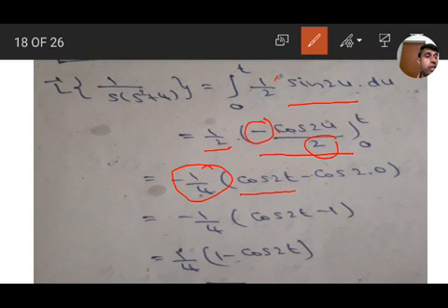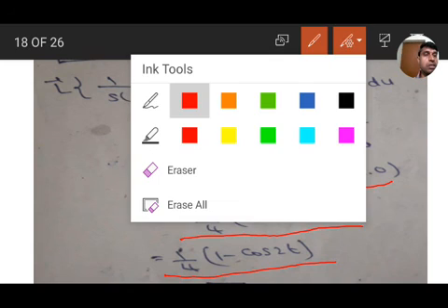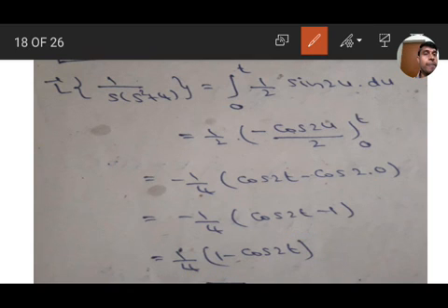Upper limit t: cos 2t minus cos 2 into 0. 2 into 0 is 0, so cos 0 value is 1, that is minus 1 by 4 into cos 2t minus 1. That is, if you multiply with minus, 1 by 4 into 1 minus cos 2t. This is the answer. Okay, understood?